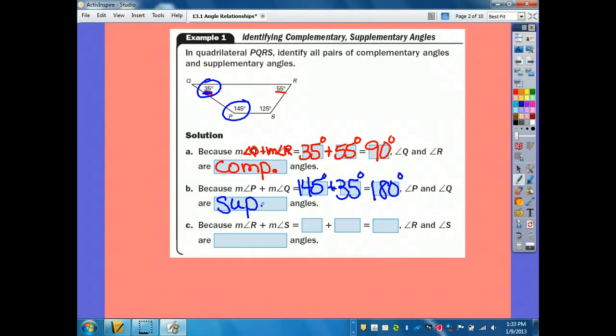So what does that mean down here? Angle R is 55 degrees, plus angle S is 125. And together they have a sum of 180 degrees. Therefore they are supplementary. Now draw this on to the bottom somewhere.